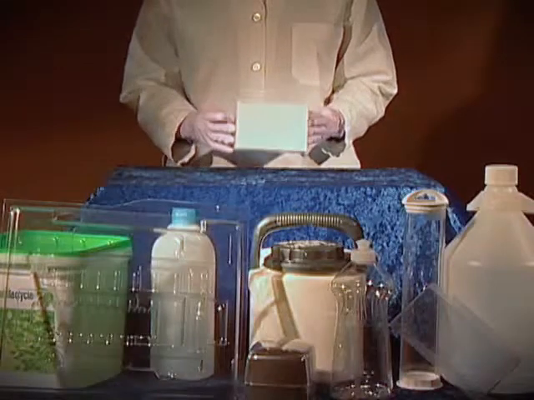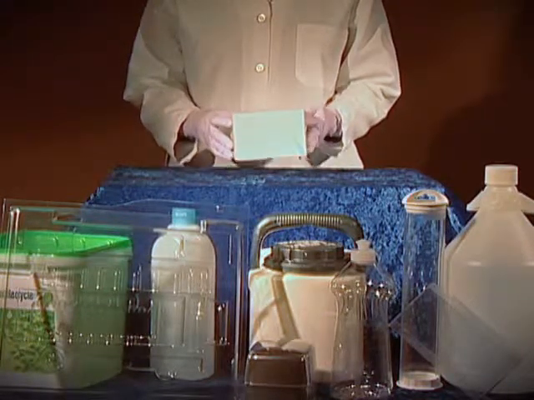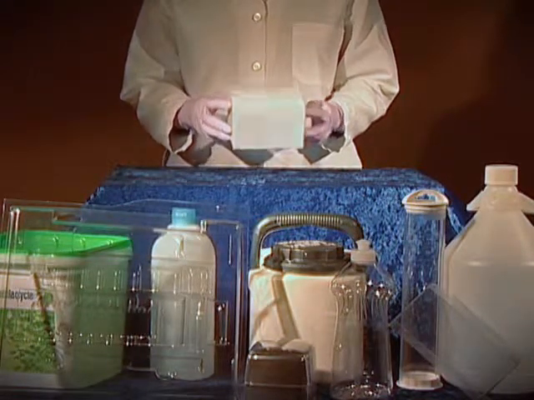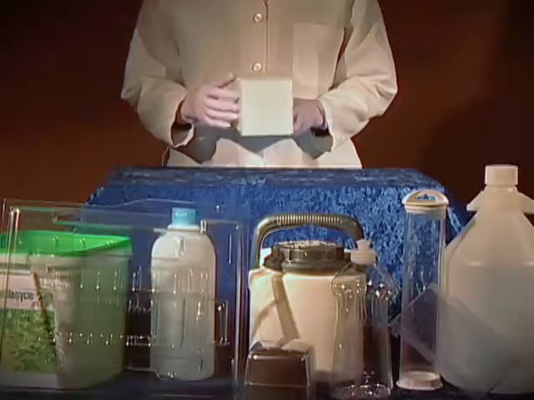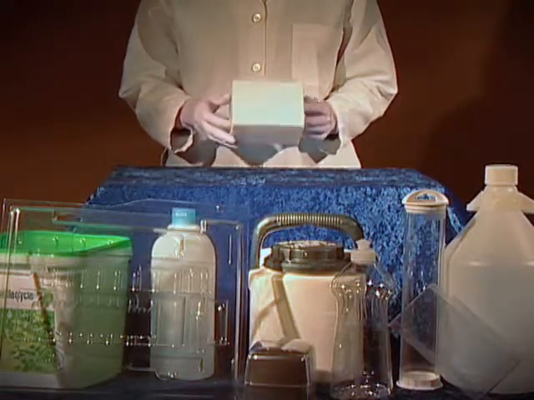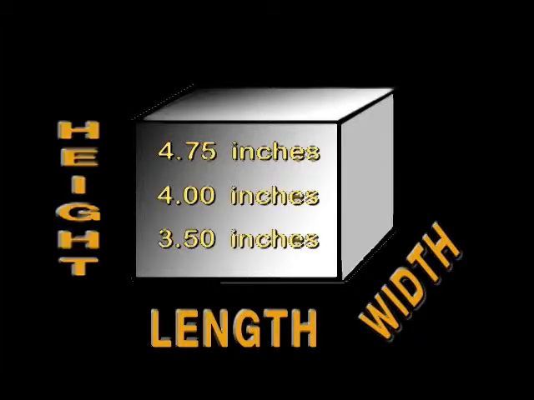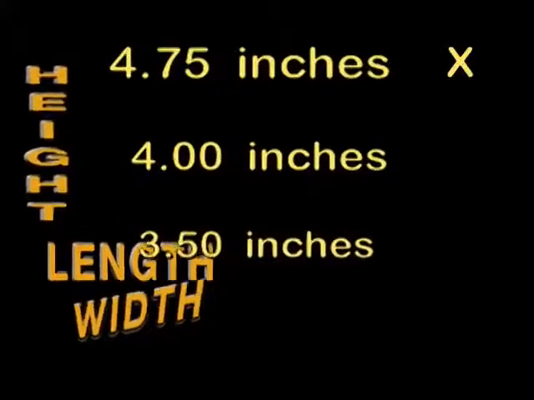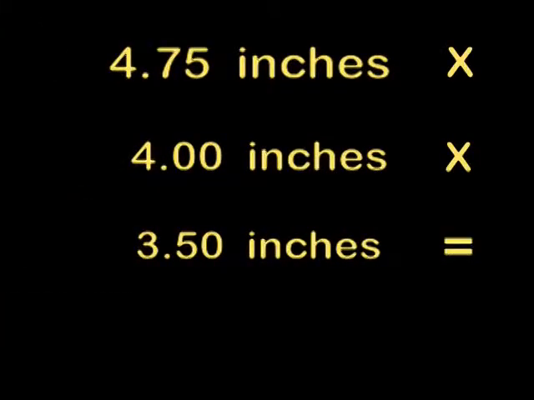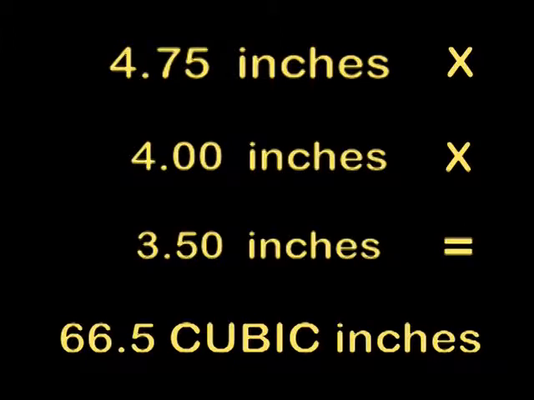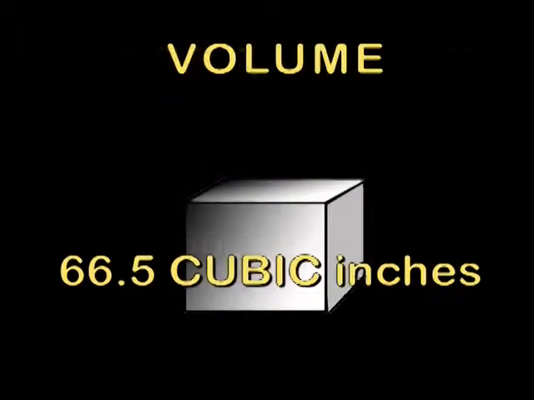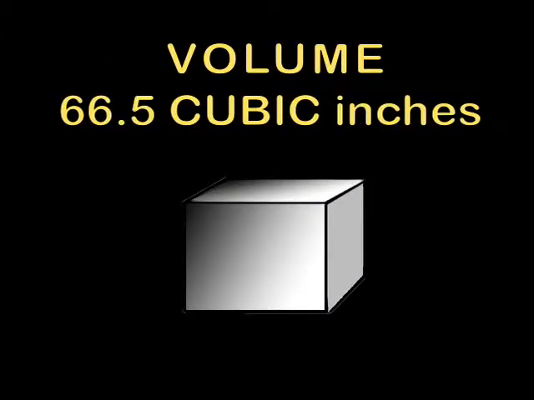Regular shaped containers can easily be calculated using a standard formula. For example, a cube's volume can be calculated by multiplying the width times the length times the height. Using this rectangular prism as an example, the width is 4.75 inches, the length is 4 inches, and the height is 3.5 inches. 4.75 times 4 times 3.5 is equal to 66.5 cubic inches. Therefore, the volume of this rectangular prism is 66.5 cubic inches.